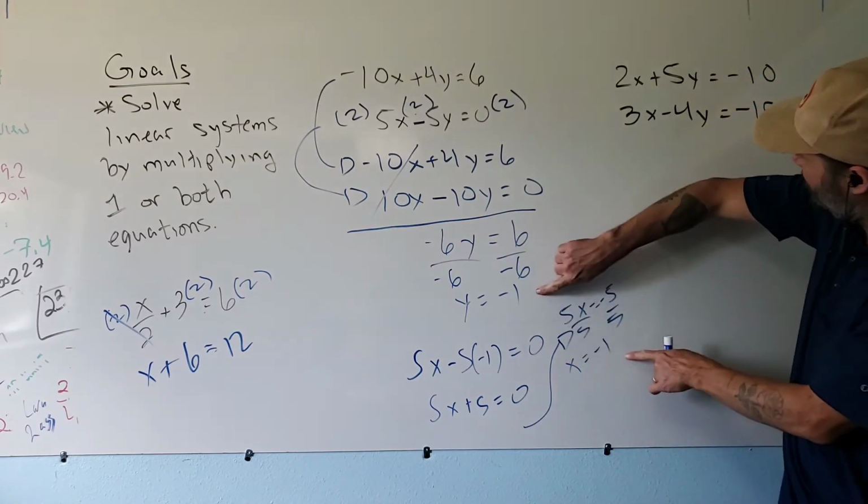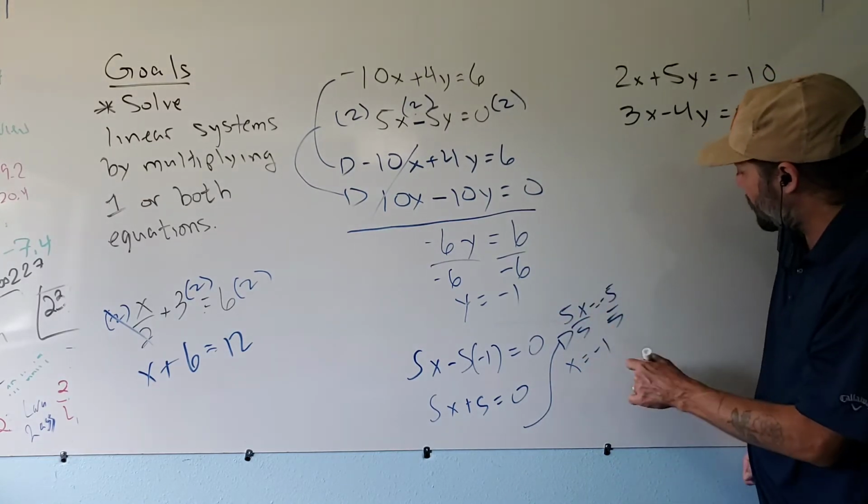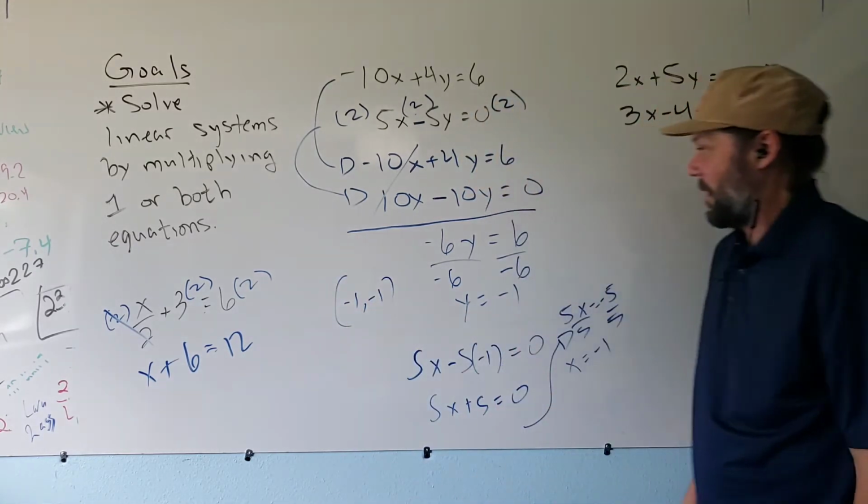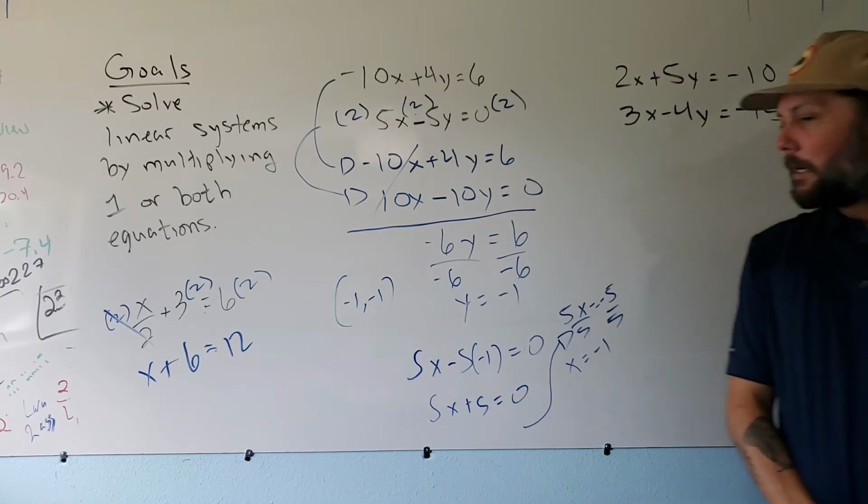Remember, we're finding where the lines cross, so we need to write that as an ordered pair. So my answer to this problem is negative 1 comma negative 1. That's where these lines cross.